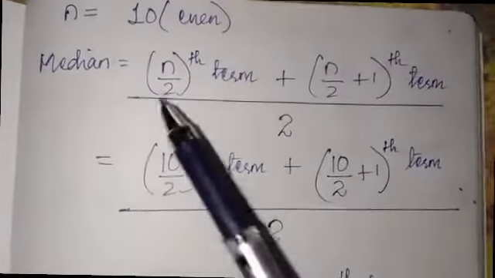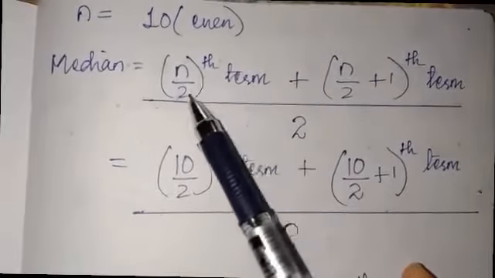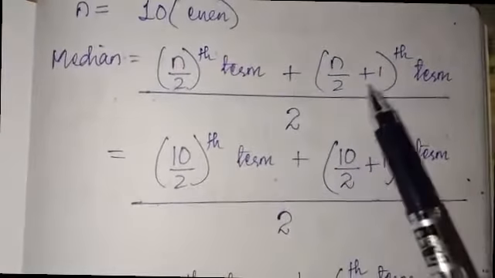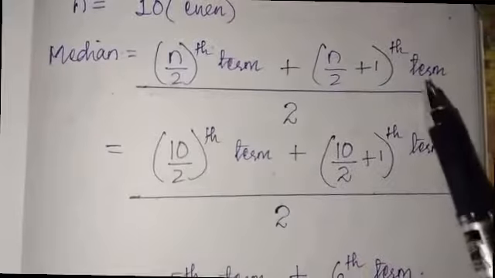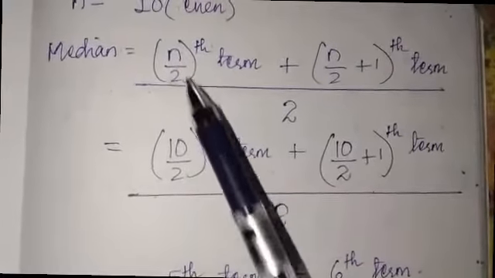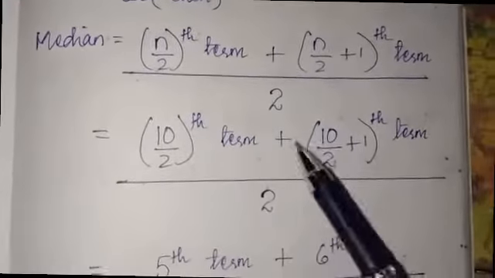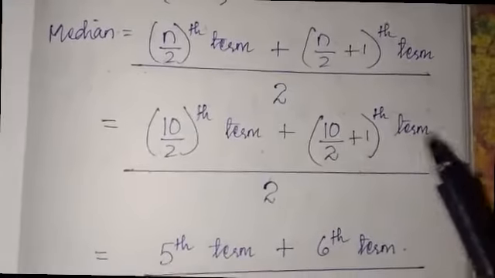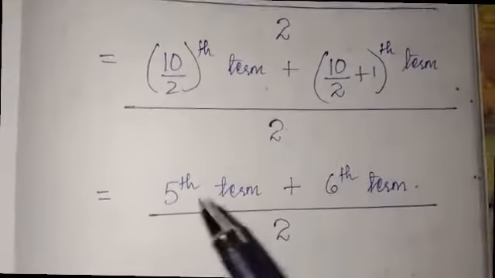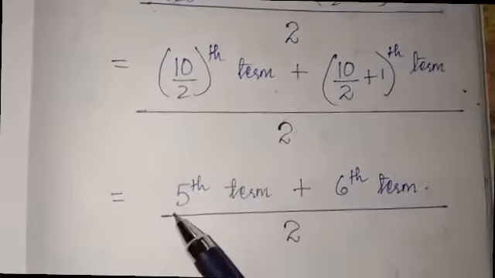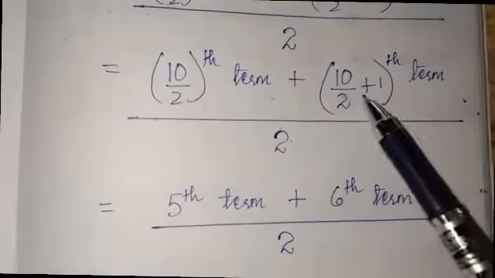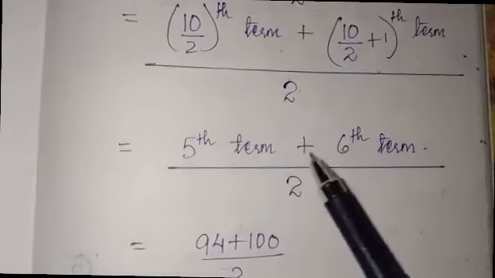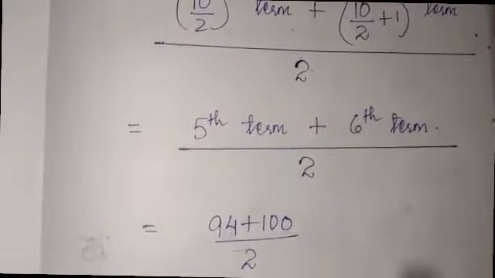For even, the formula is this one: n by 2th term plus n by 2 plus 1th term, whole divided by 2. So n is 10, 10 by 2th term plus 10 by 2 plus 1th term, whole divided by 2. So 10 by 2 is 5, 5 plus 1 is 6. So 5th term plus 6th term divided by 2.